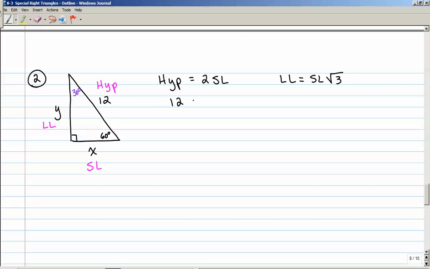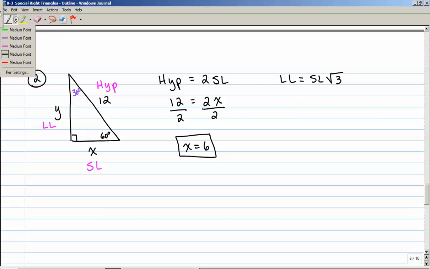So let's put in 12 for the hypotenuse, 2, and I'm going to put in x for the short leg, dividing both sides by 2. x is equal to 6. So my short leg is 6.